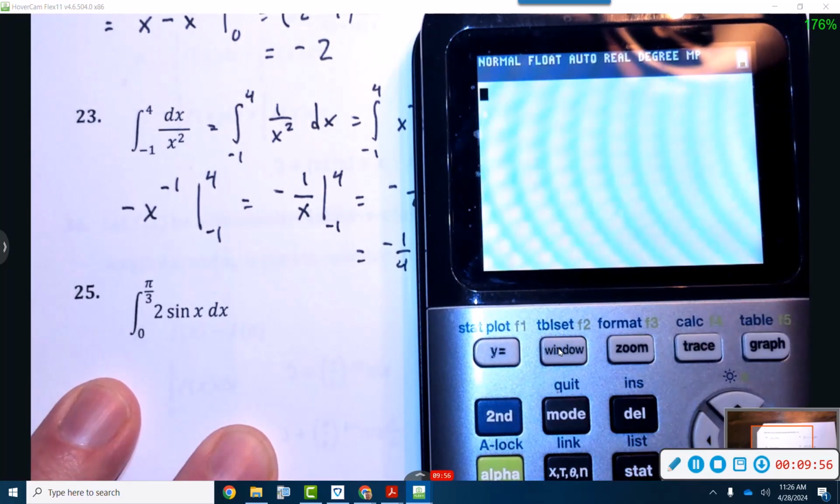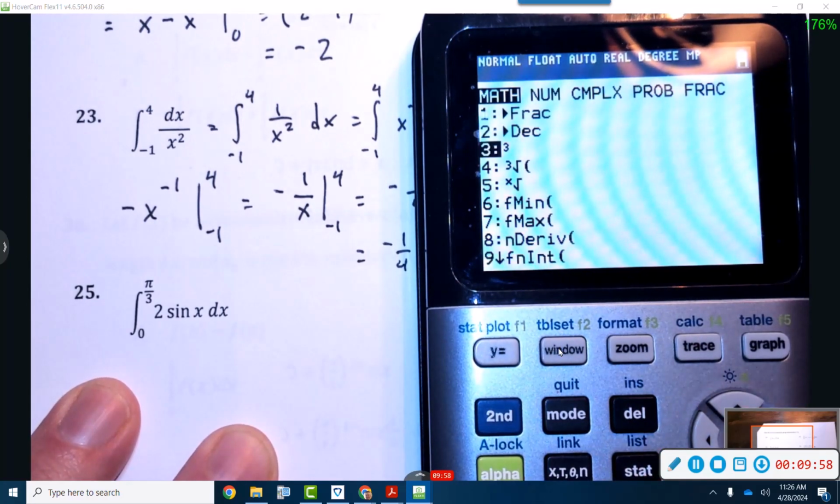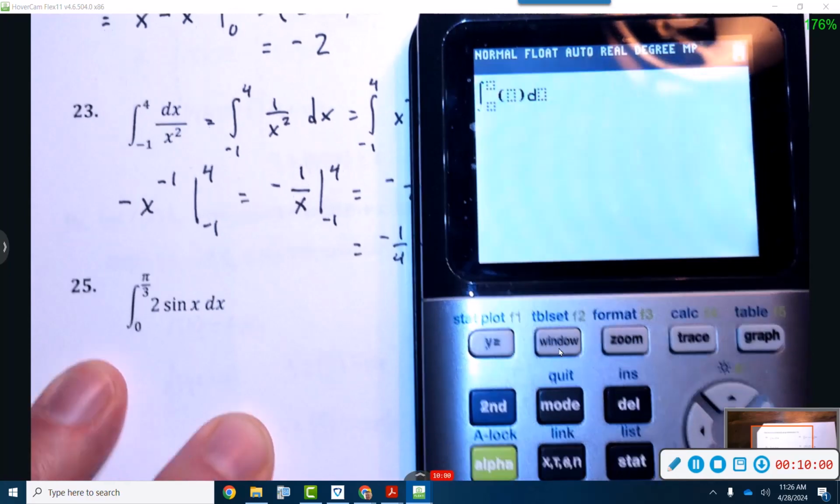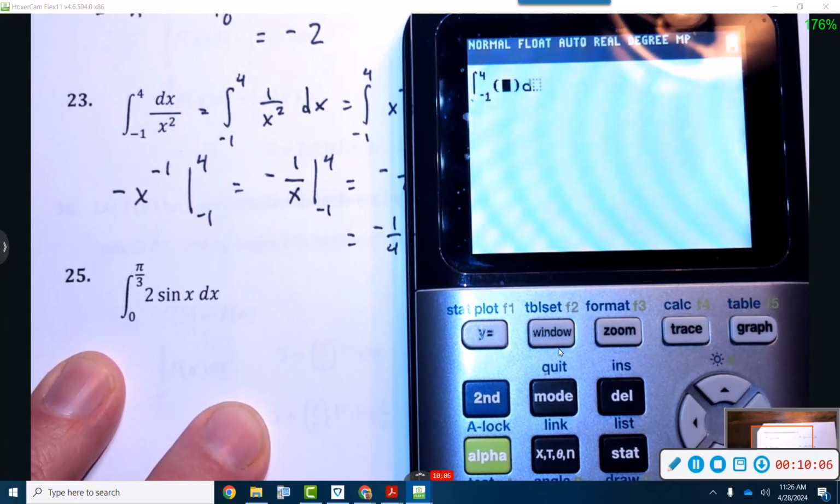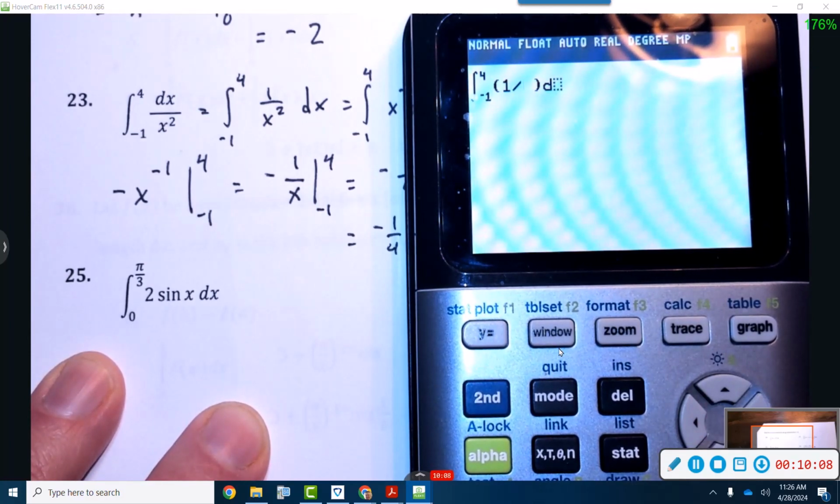Alpha. Nope, math. Okay, we are going from -1 to 4, and we want 1 divided by x to the second power. Okay, I'm actually going to put this in parentheses. I'm a little nervous. There.